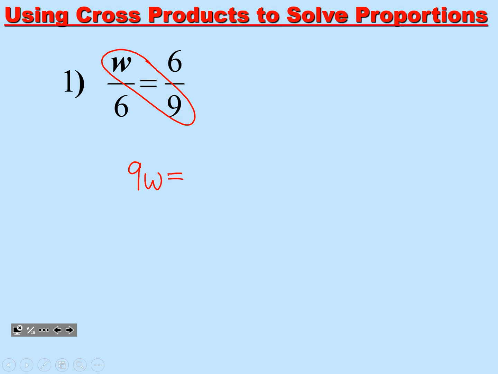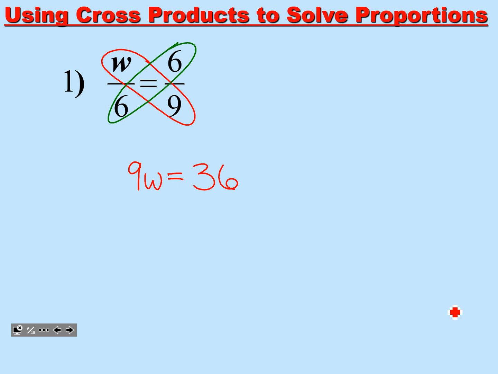So the next thing I'm going to do is cross multiply 6 and 6. So what is 6 times 6 equal to? Well, that will equal 36. So let's pause for a second. 9 times W is 9W. 6 times 6 is 36.